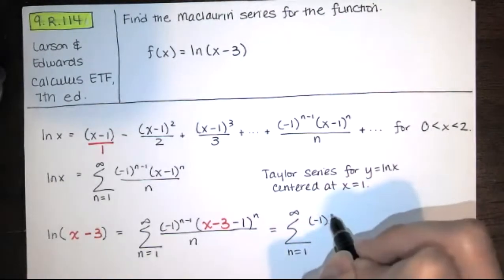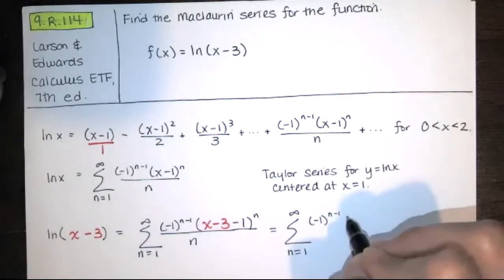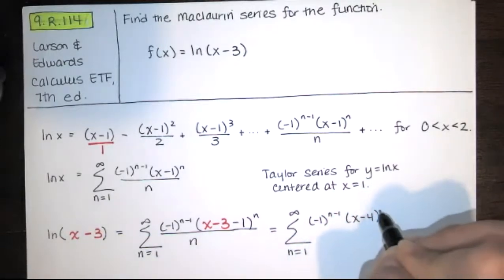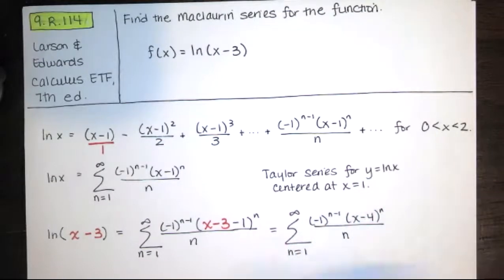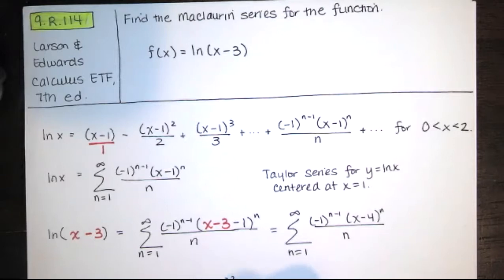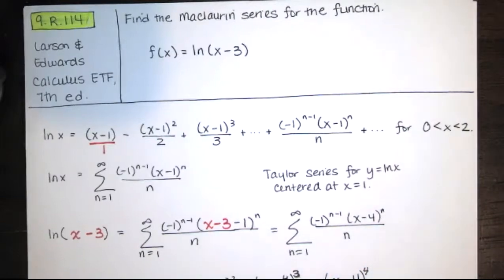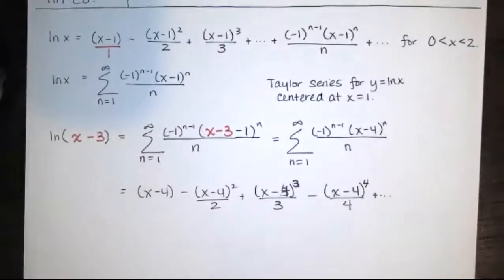So this is a Taylor series for this function, but it's not a Maclaurin series. That can be written this way. It's x minus 4 minus x minus 4 squared over 2 plus x minus 4 cubed over 3 minus, sorry, I had the wrong exponents. That should be a 2 and that's a 2. That should be a 3 and that's a 3. This should be x minus 4 to the 4th over 4, and so on. Oh, sorry, I was off the screen there.